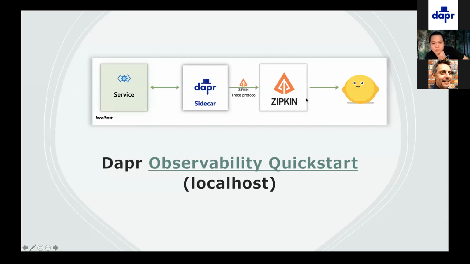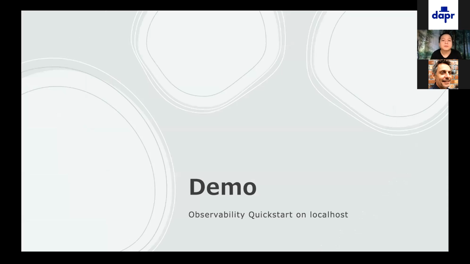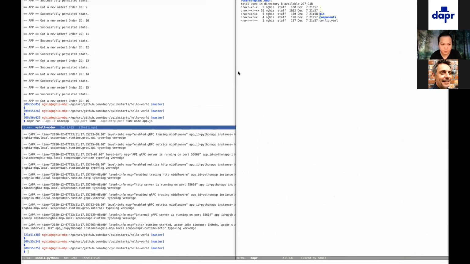An example of this usage is very easily done through our observability quick start. I will go through a demo of this. This is actually the easiest demo because once you install Dapr on localhost, this can be done right away.